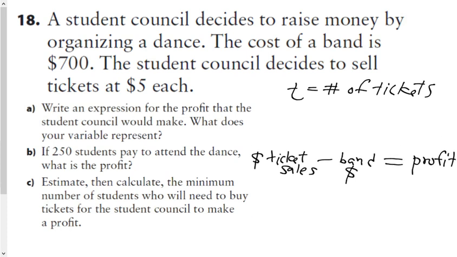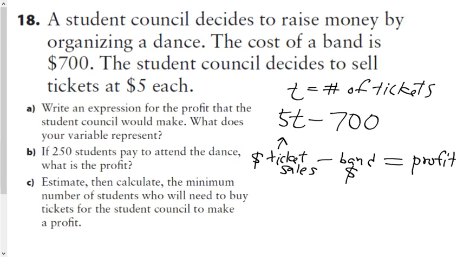Then if they sell them for $5 each, the expression is 5 multiplied by the number of tickets. If I sold 2 tickets, 5T would represent 10, which is how much money you would pay. So 10 tickets, 5 multiplied by 10 tickets, $50, which is how much money you pay. So the algebraic expression 5T would represent the money you would generate from however many tickets you sold, minus the cost of the band, which is $700.